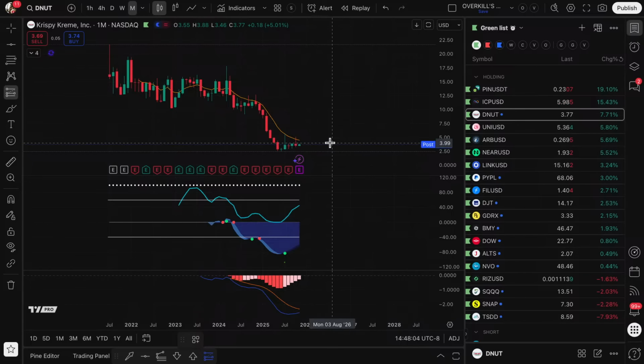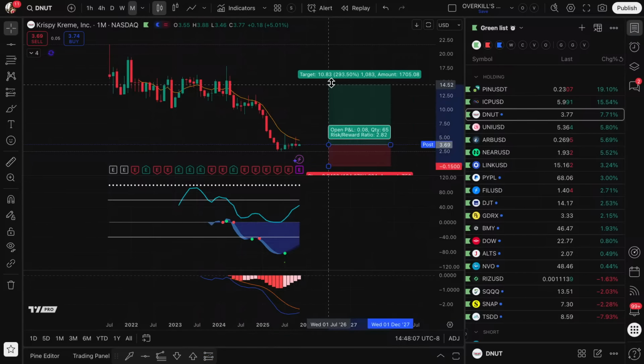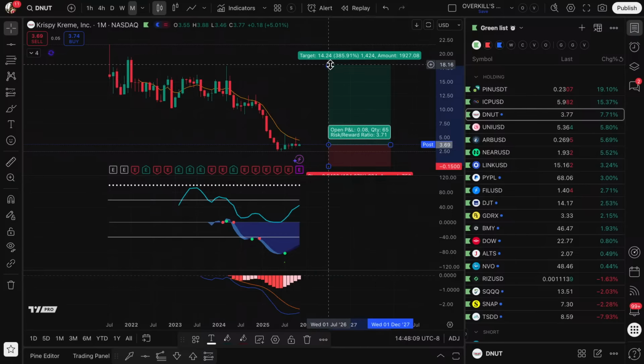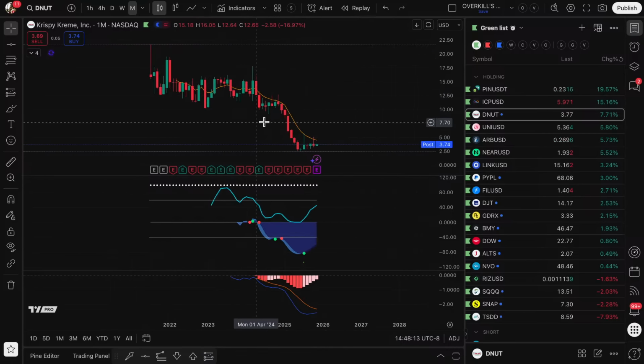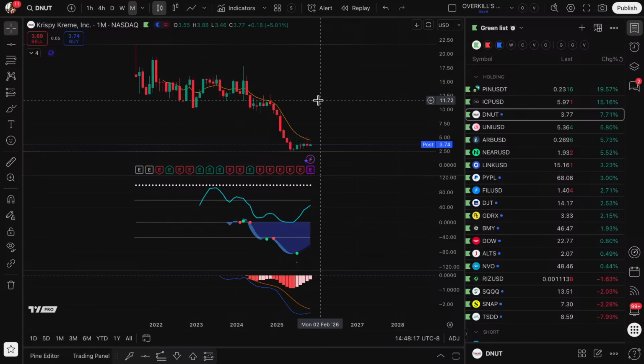Have you guys ever had a Krispy Kreme donut? I love Krispy Kreme. Okay, if it goes back to 17, that's a 385% move. So I like this one. It's got earnings tomorrow. We'll see how that plays out.